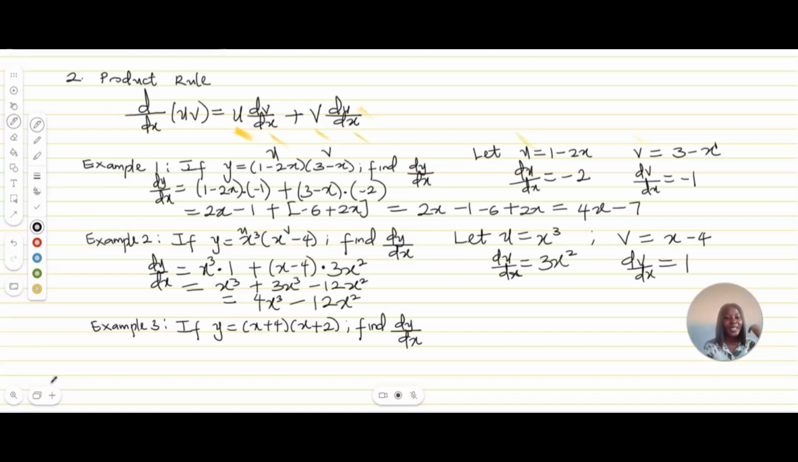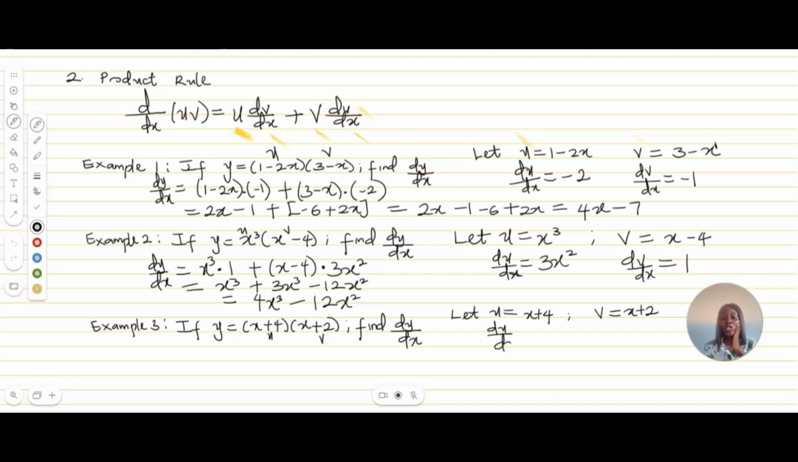So let's look at the last question here now. We have y equal to x plus 4 all multiplied by x plus 2. Remember, this is my u and my v. So we're starting off with, let u be equal to x plus 4, and let v be equal to x plus 2. So what is my du dx?